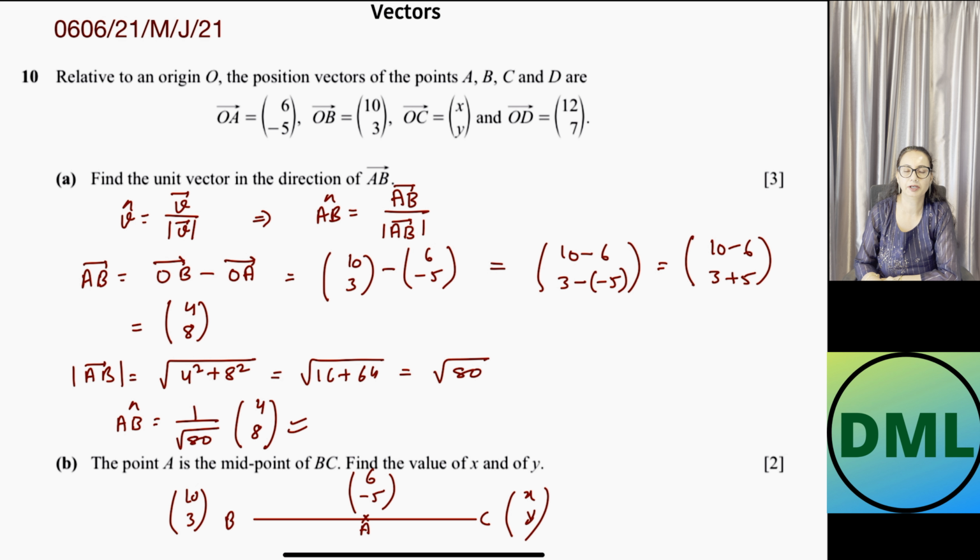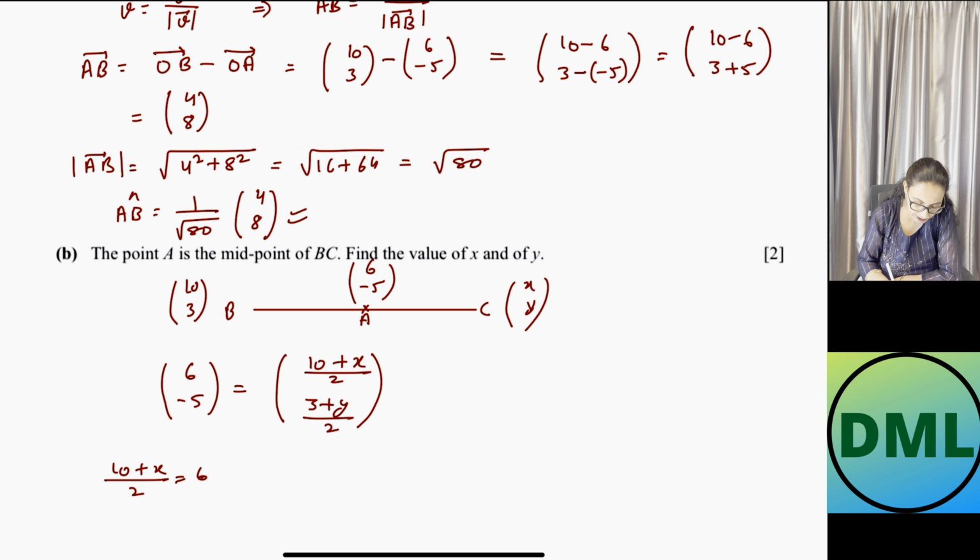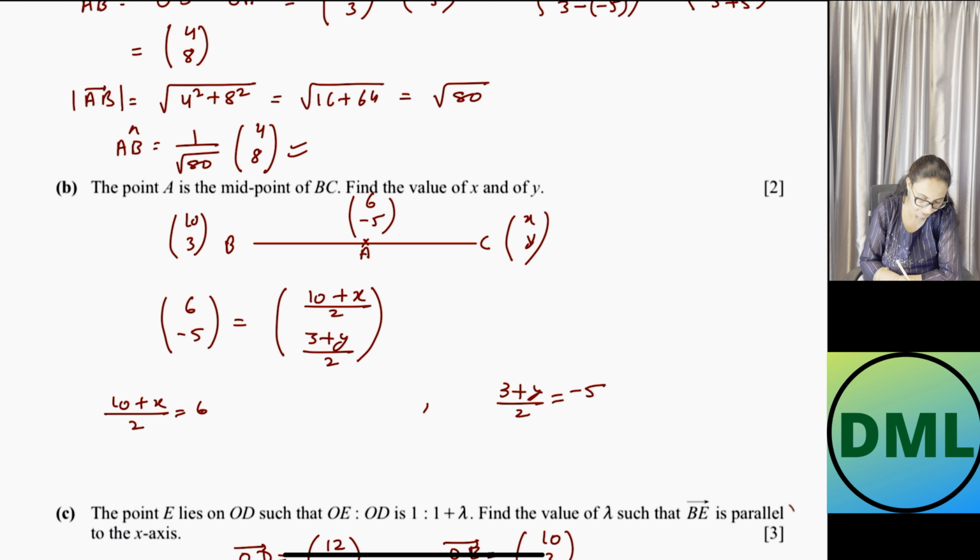I need to apply the midpoint formula to get the answer for x and y. By the midpoint formula, we can say that the midpoint, which is (6, -5), will be equal to (x1 plus x2) by 2, that will be (10 plus x) by 2, and (y1 plus y2) by 2, that will be (3 plus y) by 2. I can equate the i and j components separately here. (10 plus x) by 2 is equal to 6. (3 plus y) by 2 is equal to minus 5. I need to solve it for x and y here.